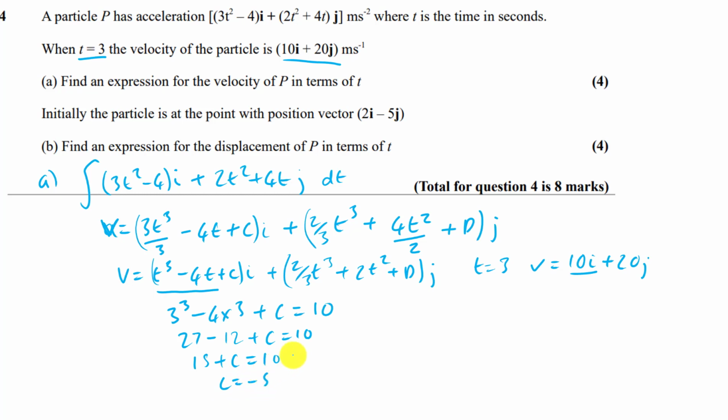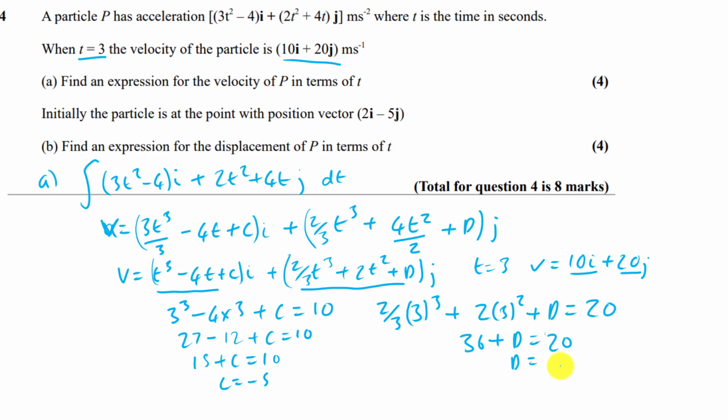Do the same on the other side. 2 over 3 times 3 cubed, and we're doing the j bit now, so this j bit's got to equal the 20j, plus 2 times 3 squared plus d equals 20, and essentially we're going to work that out to be 36 plus d equals 20. So d equals minus 16.